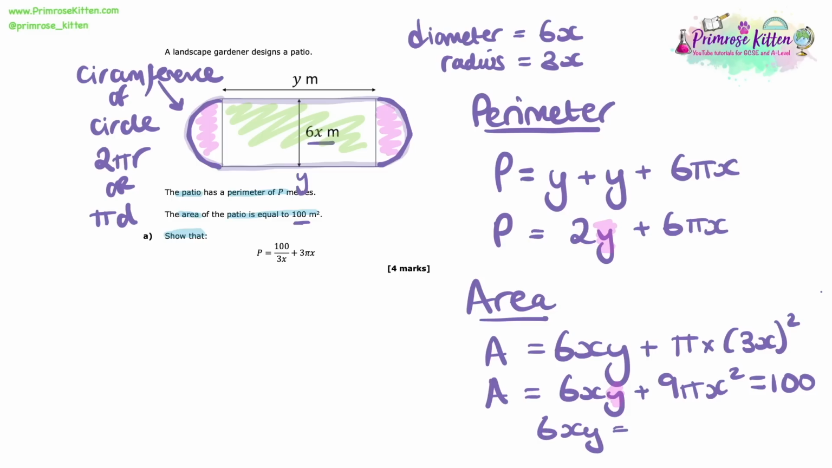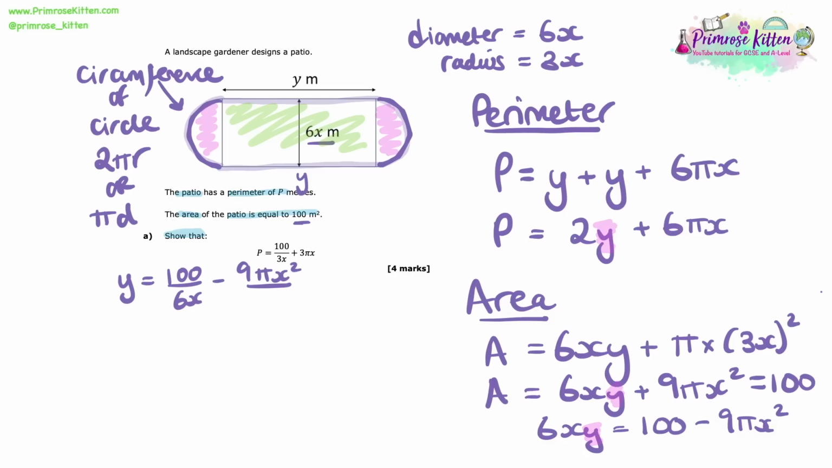So what we can do is rearrange this equation now to find out what y is. I'm starting off by just subtracting the 9 pi x squared, and then I'm going to divide through by the 6x to get the y on its own. So one at a time, 100 divided by 6x, and then minus 9 pi x squared over 6x.